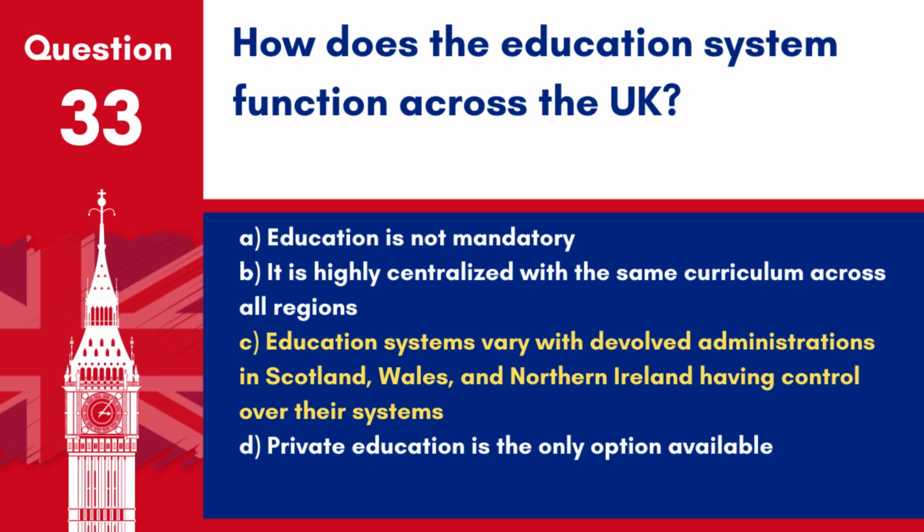Answer. C. Education systems vary with devolved administrations in Scotland, Wales, and Northern Ireland having control over their systems. This allows each country within the UK to tailor its education system to meet local needs.